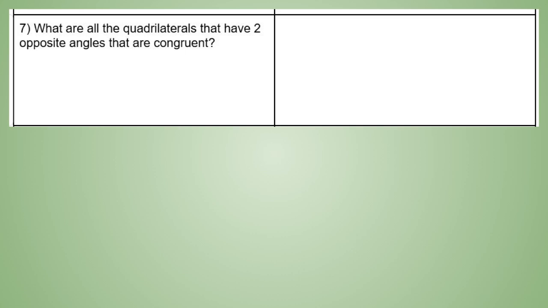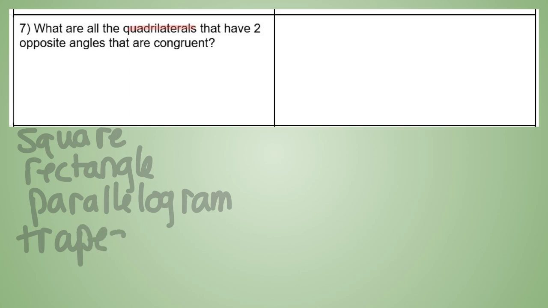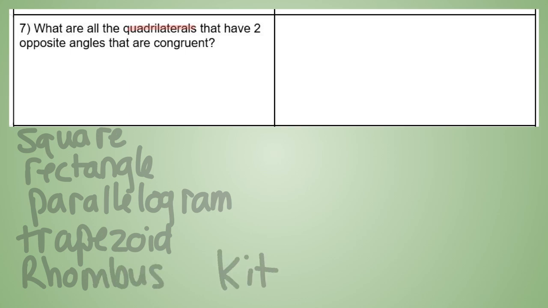All right, question number 7 says, what are all the quadrilaterals that have 2 opposite angles that are congruent? All right, we're going to start with some quadrilaterals. These are my choices. I can have a square. I can have a rectangle. I can have a parallelogram. I can have a trapezoid. I can have a rhombus. I can have a kite.